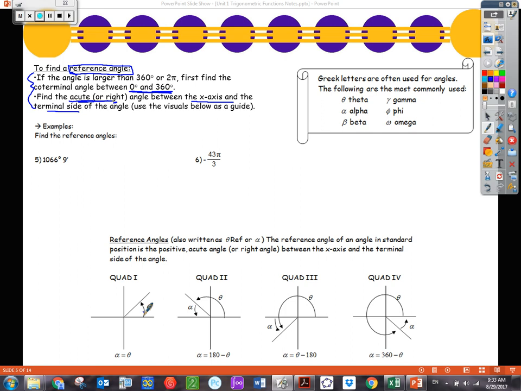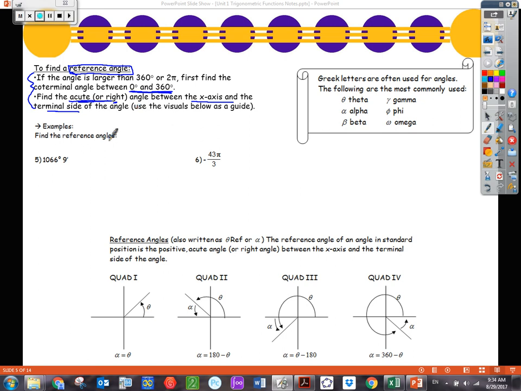Now, something that I have not written up here that you need to write up here is that all reference angles must be positive. I didn't put it up here, but it is a requirement. So write that down. Write on your paper. All reference angles must be positive.